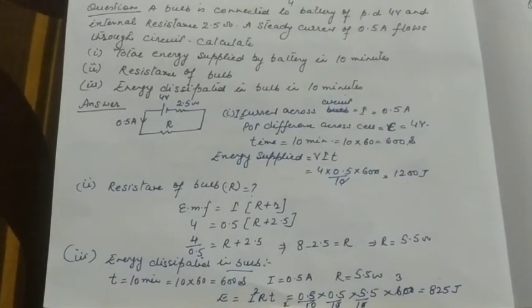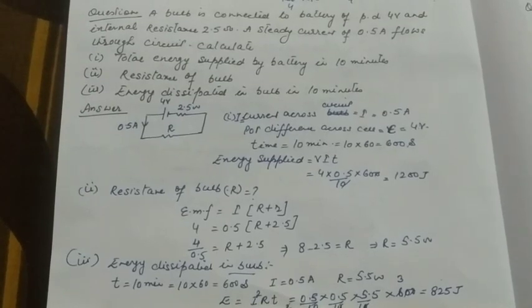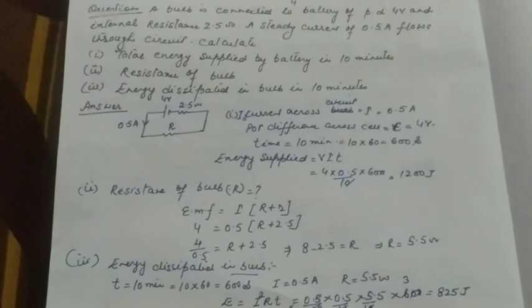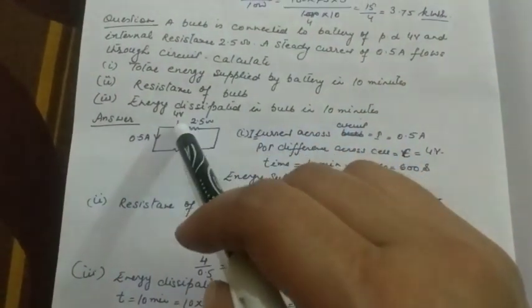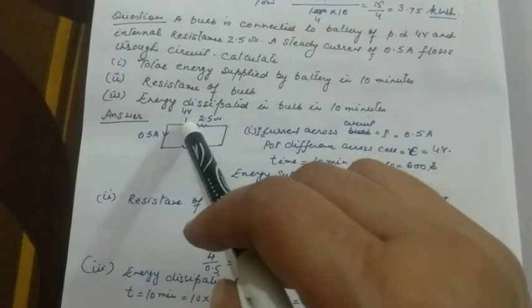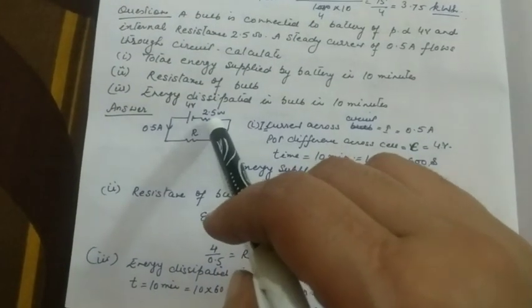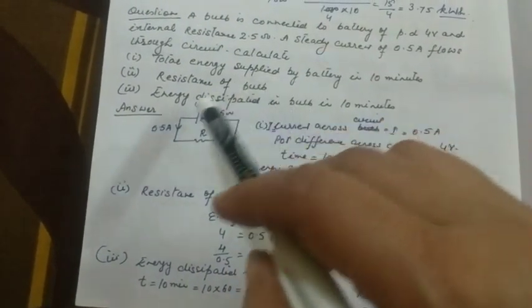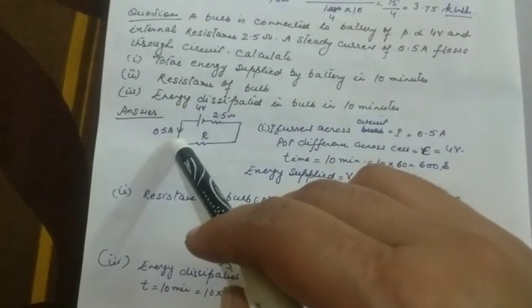Now the next question: a bulb is connected to a battery of potential difference 4 volt and internal resistance 2.5 ohm. A steady current of 0.5 ampere flows through the circuit. So according to the question, what's given here? I have drawn one battery whose potential difference is 4 volt and internal resistance 2.5 ohm, and current flowing in the circuit is 0.5 ampere.